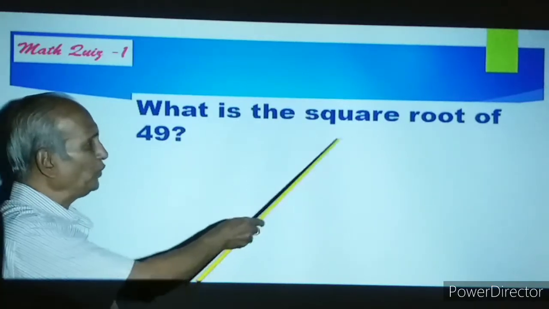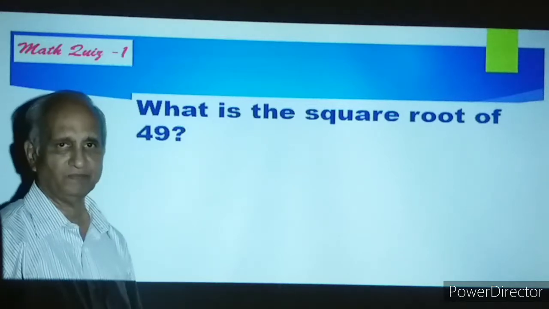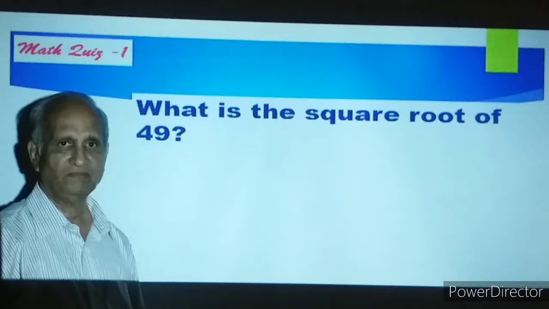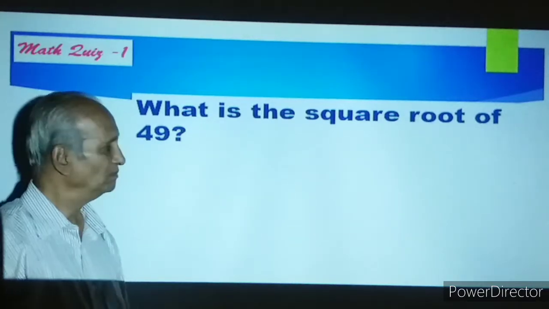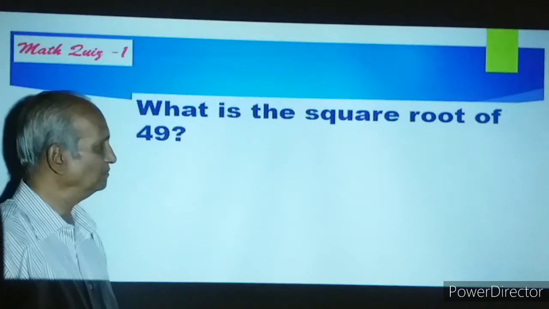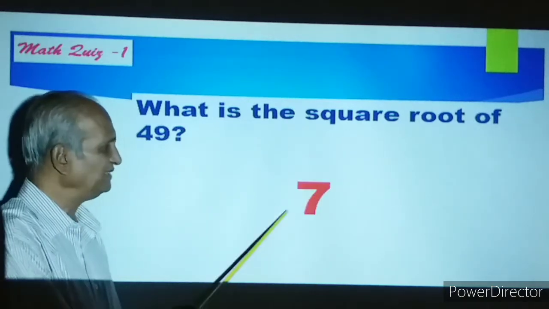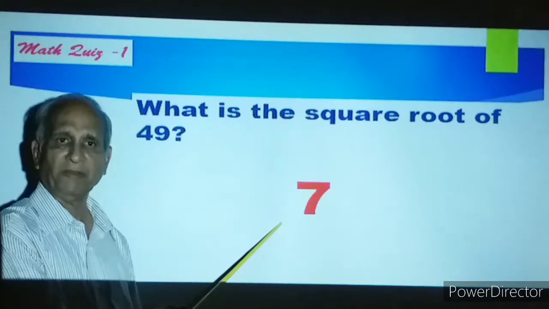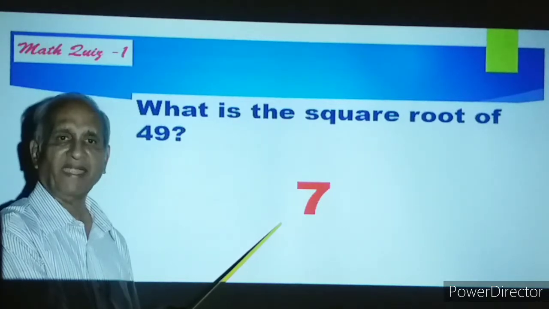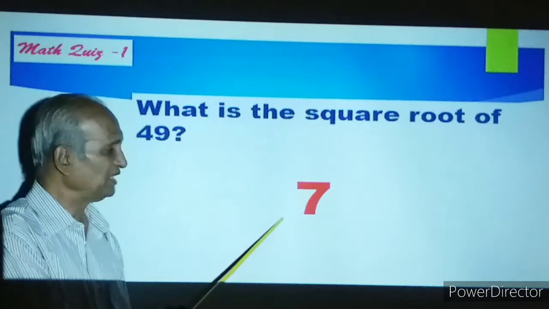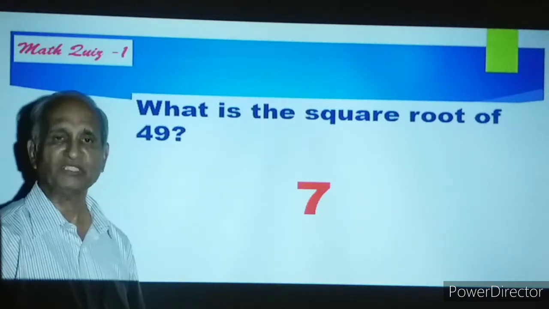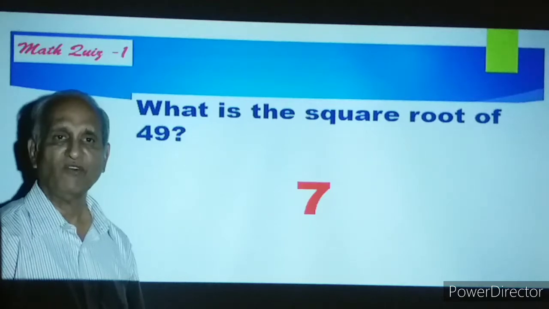What is the square root of 49? The answer is 7. 49 is a number, it's a perfect square and its root is 7. 7 sevens are 49. 7 into 7, the answer is 49.